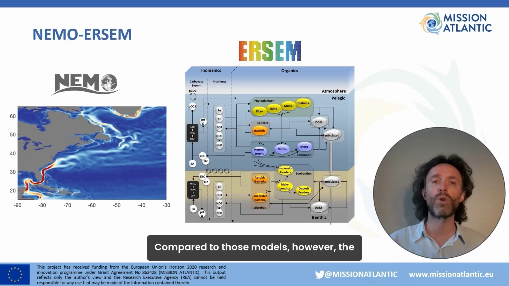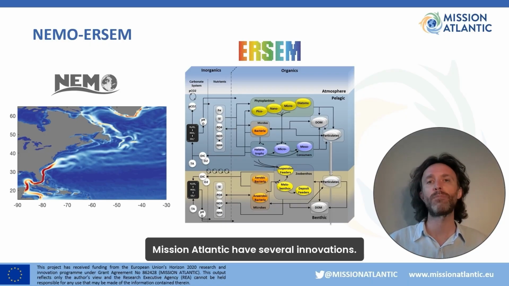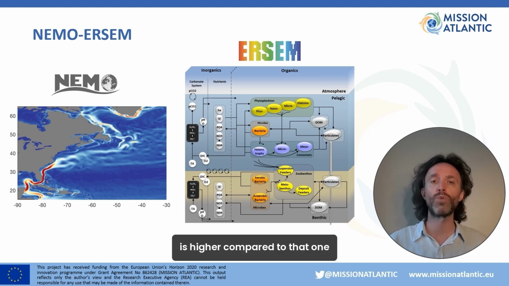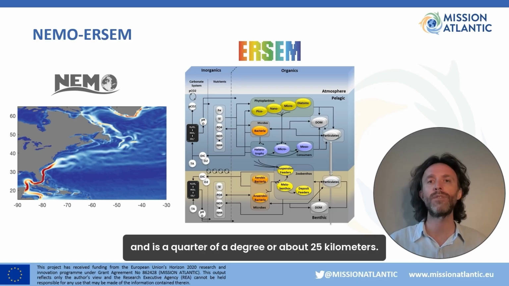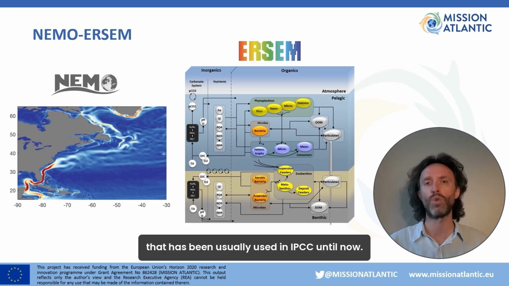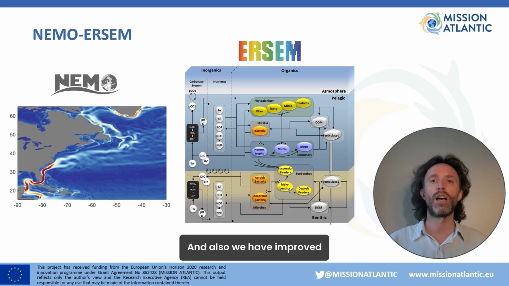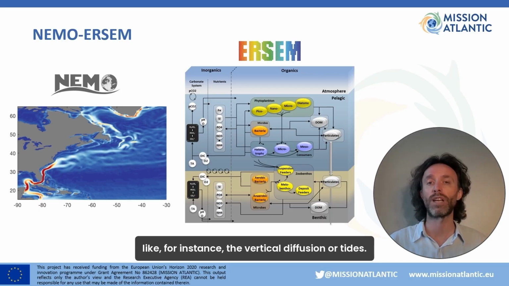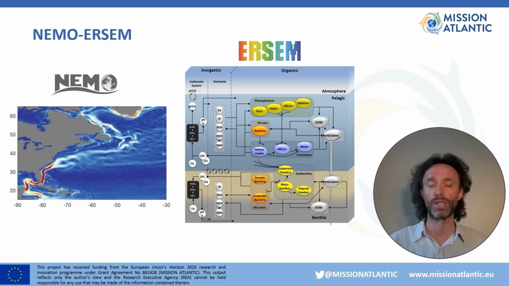Compared to those models, however, the model system that we have implemented in Mission Atlantic has several innovations. First of all, the resolution we use is higher, a quarter of a degree, or about 25 kilometers. This is not a resolution that has usually been used in the IPCC until now. And also we have improved the representation of several physical processes, like for instance the vertical diffusion or tides.